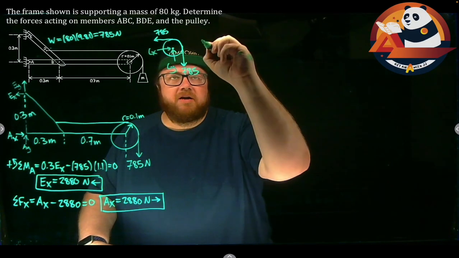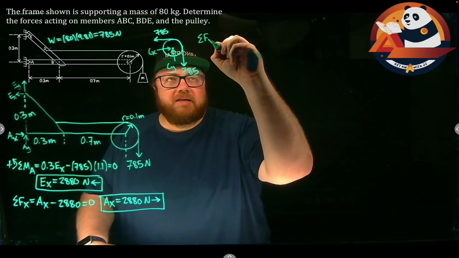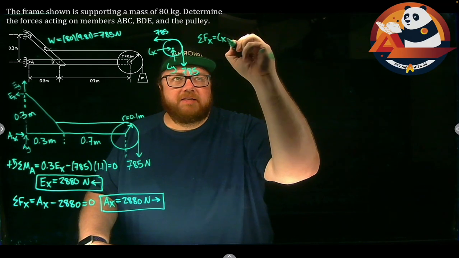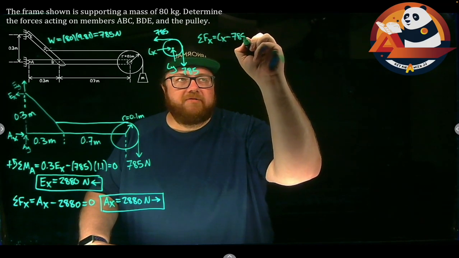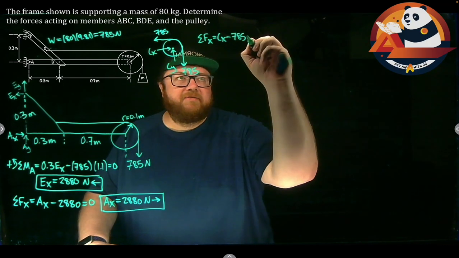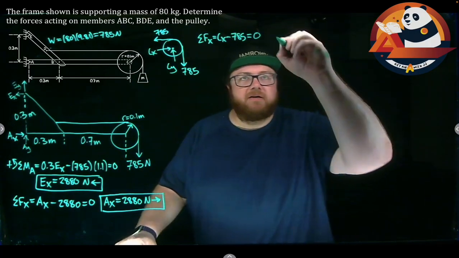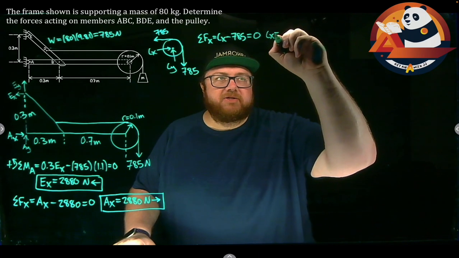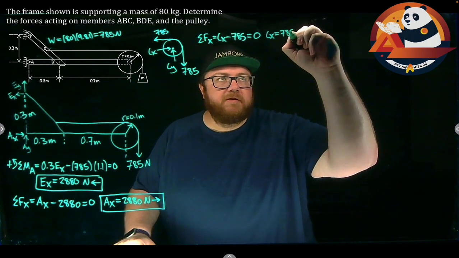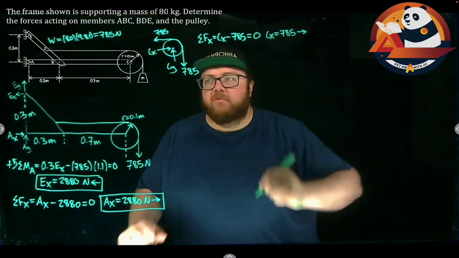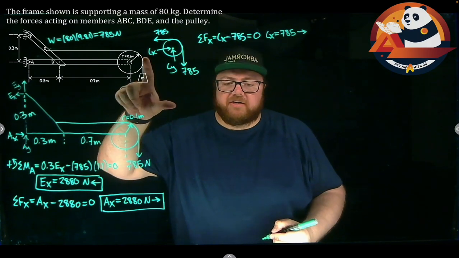Again, just show your work, but summing forces in the X, I'm going to get CX minus 785 equals 0. I can solve for CX, and I'll get CX is also 785. But it's going to the right. We get a positive number here. I guessed the right direction.